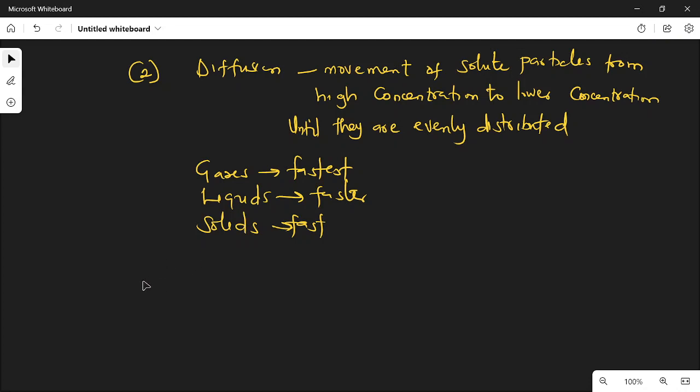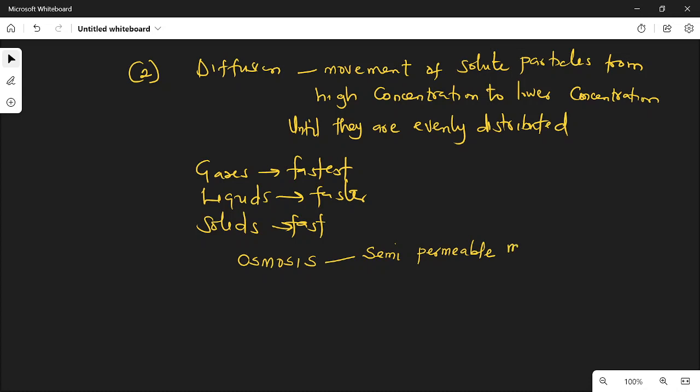Okay. So another special type of diffusion is what I refer to as osmosis. It's a special case of diffusion. Osmosis is still diffusion, but it's a special case because what is involved here is a semi-permeable membrane.